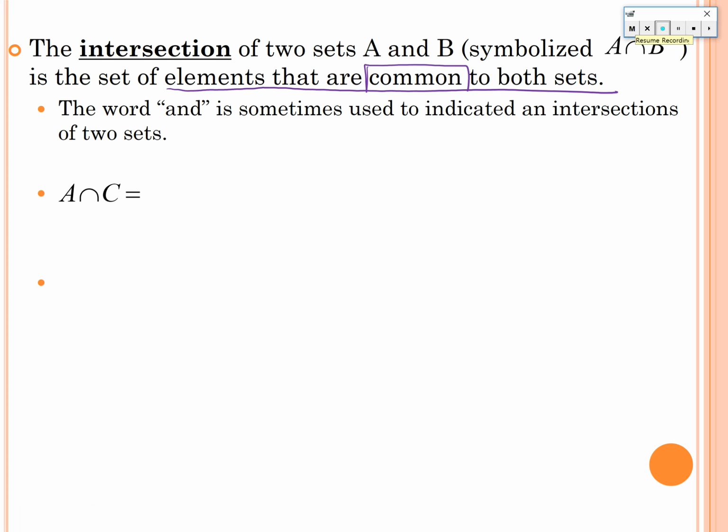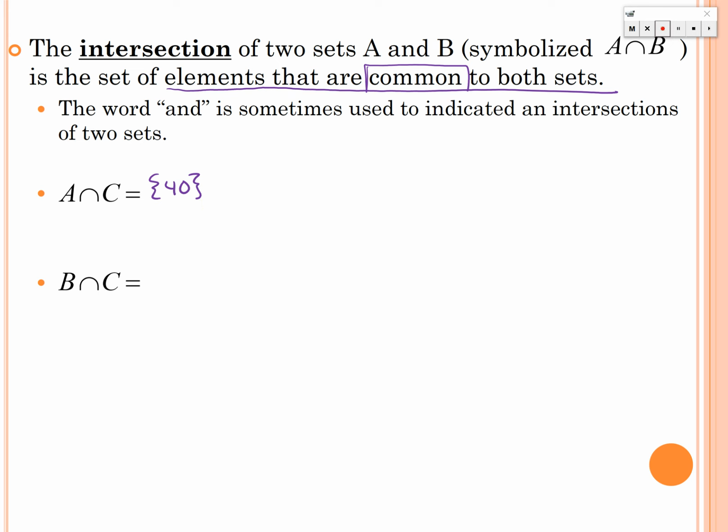All right, so A intersects C. I want the elements that are common, or what are the elements that they share? A and C, if we look at our sets, the only thing they have in common is the element 40.